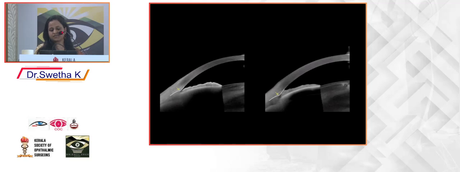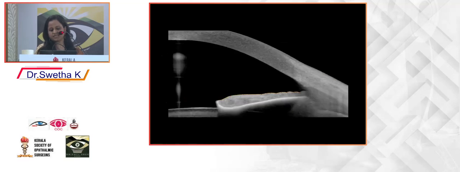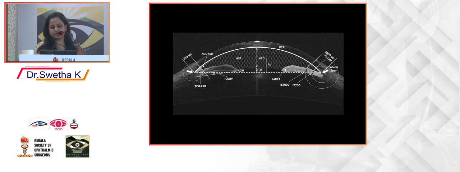The scleral spur is the junction between the inner corneal surface and the sclera. So this is a landmark. Once it is identified, the rest of the measurements are taken directly by the machine itself. So this is an anterior image showing the scleral spur, and the segmentation also has to be confirmed in the anterior image, and you have various parameters.